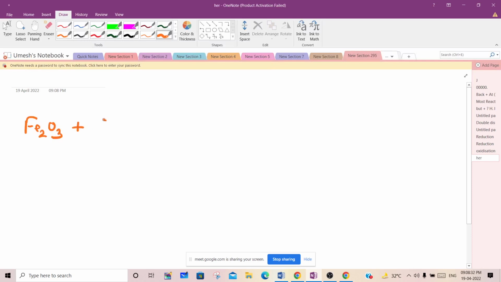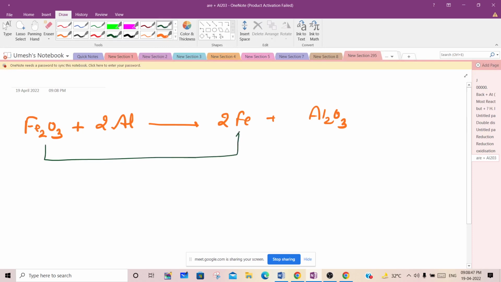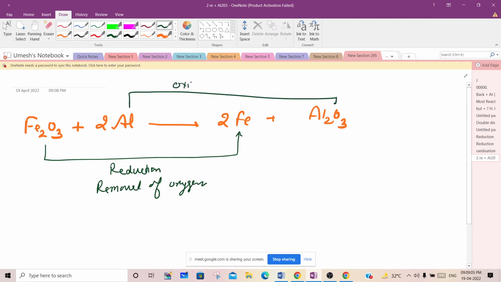Fe2O3 plus aluminum gives Fe plus Al2O3. You can see the iron oxide has been reduced. It's a reduction. I can say here I have removal of oxygen, and aluminum has been oxidized because of addition of oxygen.